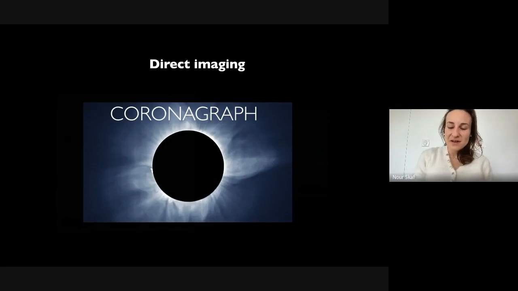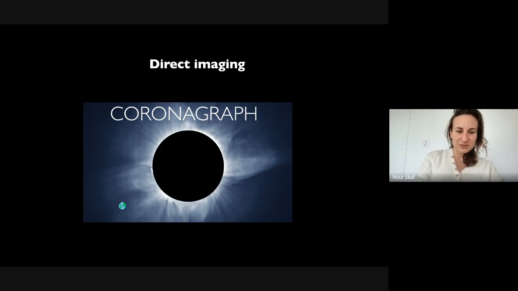So I described how we need to block the light, and here's an example of a coronagraph on the sun. When you block the light of the sun, you actually see a lot of what we call solar flares, and protuberances that you see here on the left. So that's an example, and imagine there is a little planet next to it.